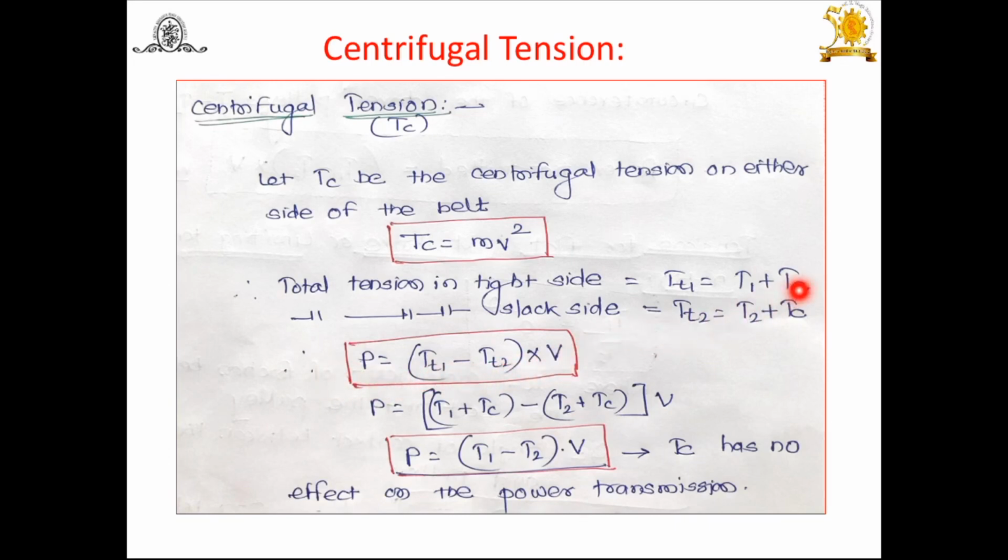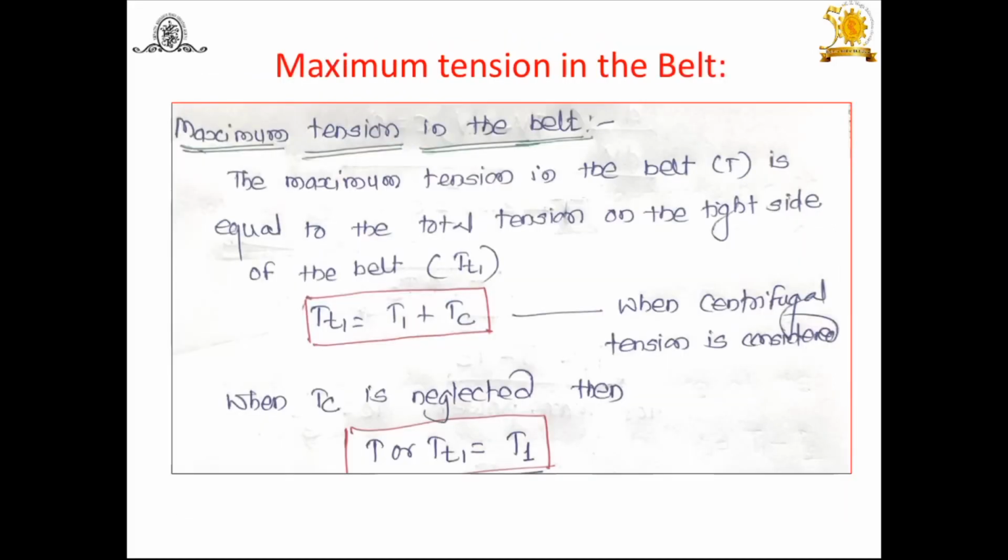Substituting these values here, Tc gets cancelled. You will get P equal to (T1 minus T2) into V. That means Tc has no effect on power transmission. Even though centrifugal tension is considered, it doesn't have any effect on power transmission.